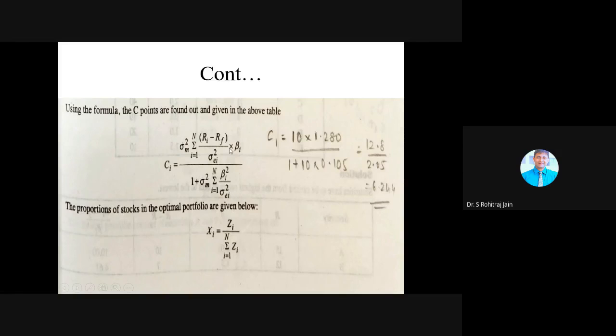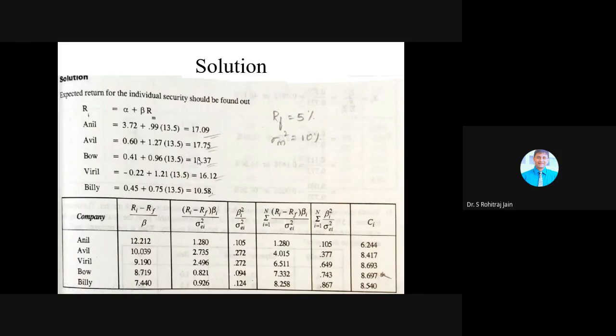Now, students, in my columns I have already calculated this part and this part. I know the value. See here: 1, 2, 3, 4, fifth column and sixth column. I got for Anil 1.280, 4.015, 6.511, 7.332, and 8.258. Similarly, in this column, 0.105 for Anil, 0.377 for Avil, 0.649 for Viril, 0.743 for Bow, and finally 0.867.